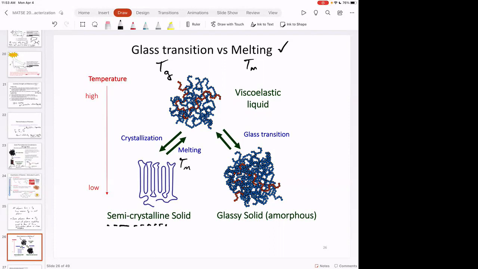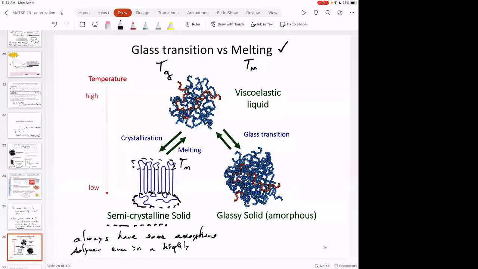Well, it's part, not exactly half. We don't have to use half, but we always have, you notice here, always have some amorphous polymer, even in a highly semicrystalline system.